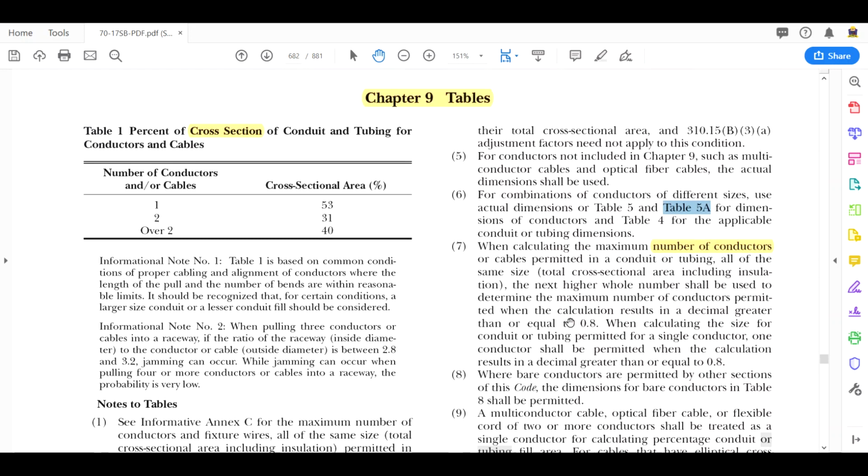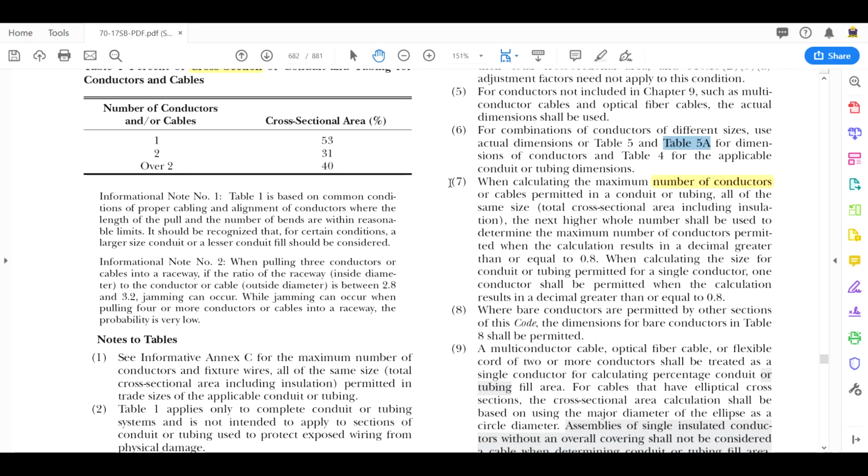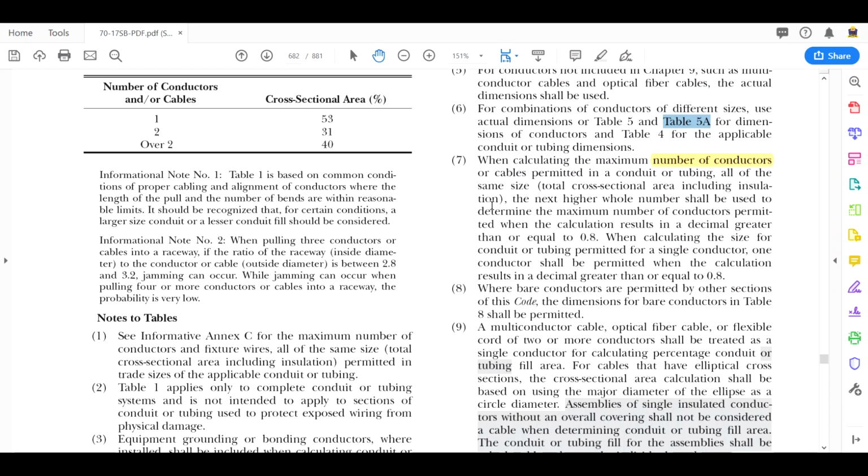All right, next one we're going to look at is Note number 7, and I got a little graphic for this because this is telling you the number of conductors that I can put in a specific trade size raceway, and if I get to a 0.8 in my calculation, then I can round it up to the next whole size. So it says when calculating the maximum number of conductors or cables permitted in a conduit or tubing, all of the same size, then the next higher whole number shall be used to determine the maximum number of conductors permitted when the calculation results in a decimal greater than or equal to 0.8. What in the world are we talking about? Well, don't worry. I got a graphic. I'm going to show you.